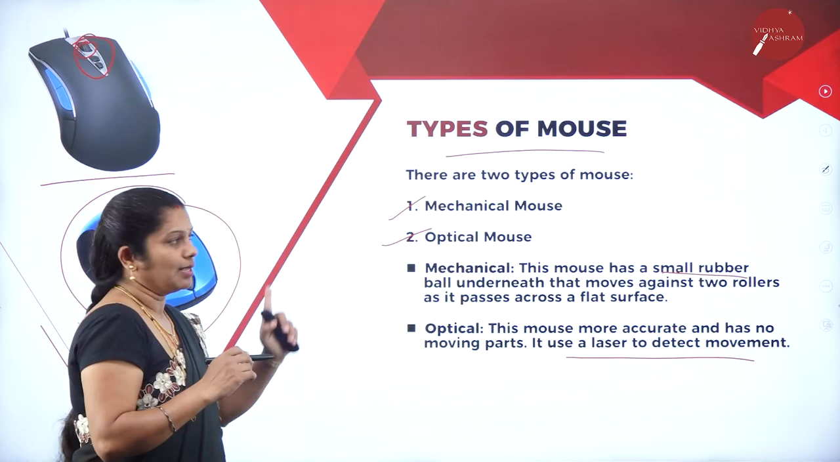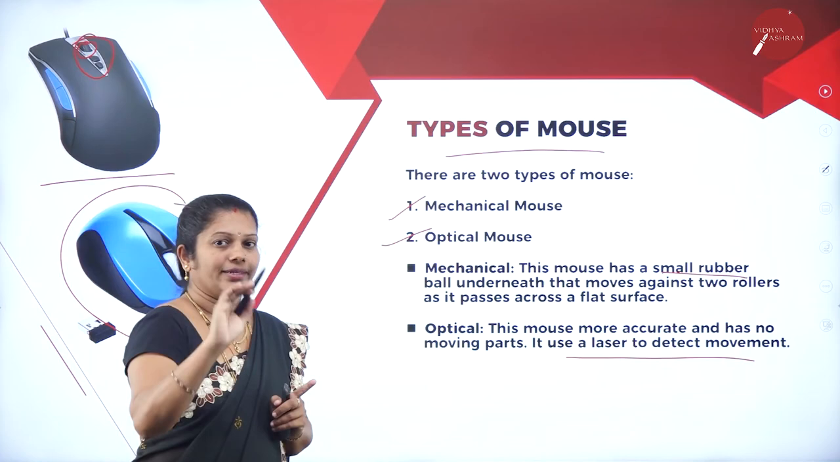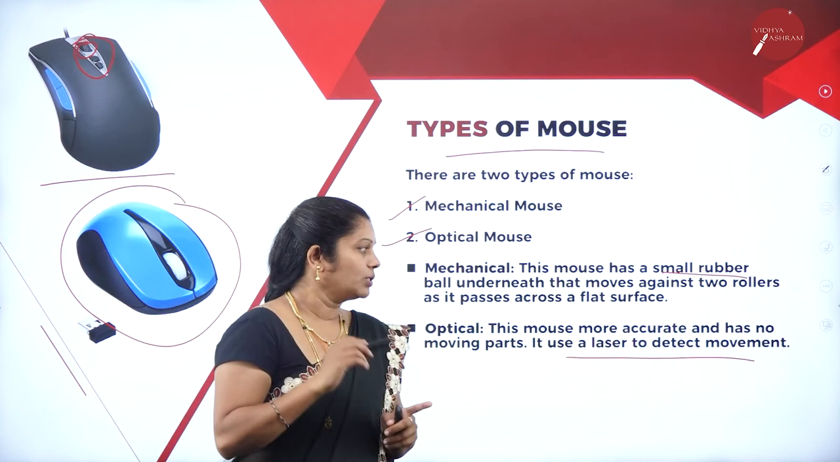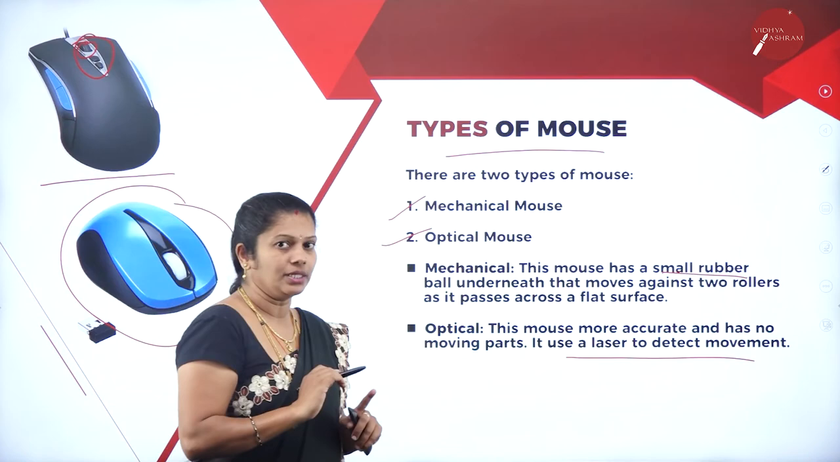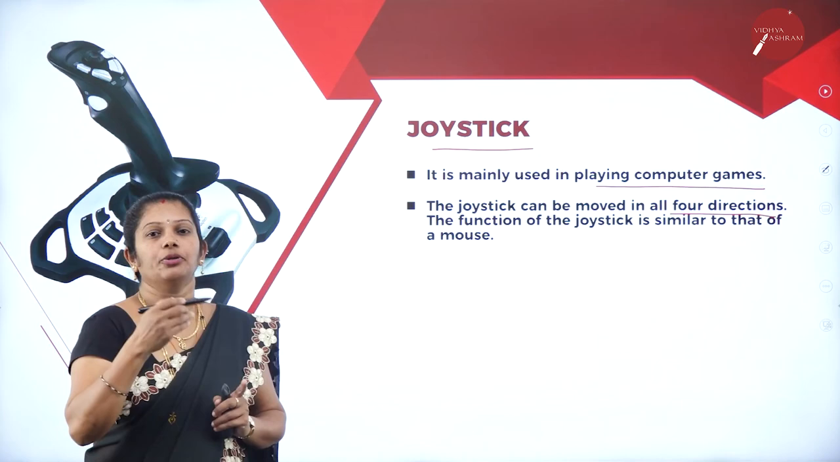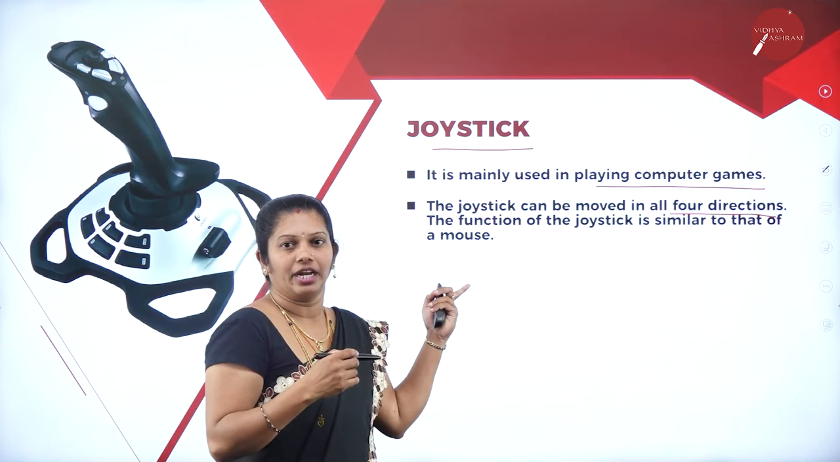When we come to the types, mechanical as well as optical, the mechanical mouse contains a rubber ball. Whichever direction you move the mouse, in that direction the ball will move, and depending upon that, the cursor is controlled. Whereas the optical mouse uses laser beams to detect the operation and control the cursor. When we come to the joystick, it is also an input device used for gaming purposes. By using this joystick, we can control the speed, actions and movements, everything, especially in gaming operations.